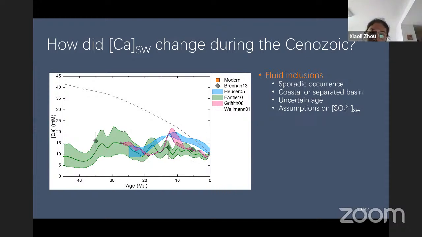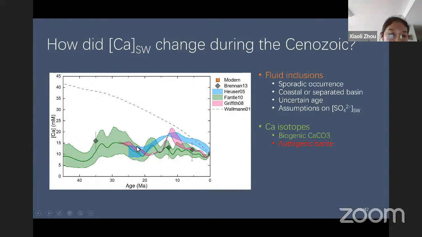And thirdly, the age constraint is not very accurate, so there's an uncertainty of about 2 million years associated with the age determination. Lastly, but also very important, calcium was already depleted in the fluid inclusions when people try to estimate calcium from these inclusions. So the estimate of calcium from these inclusions was based on the assumption of the product of calcium and sulfate.